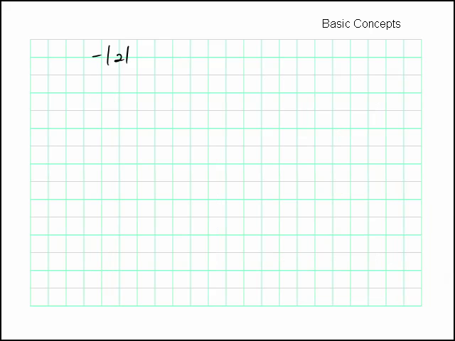of using absolute values. Negative absolute value of 2. The negative sign is on the outside, and so I'm going to think of that as a negative 1 times absolute value of 2. That's really what it means. Now that's negative 1 times absolute value of 2, which as we learned is just 2. Answer is negative 2.